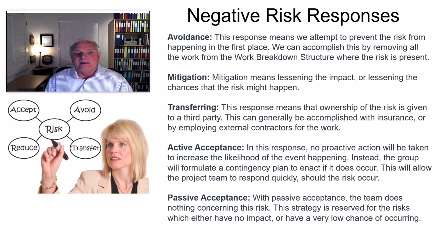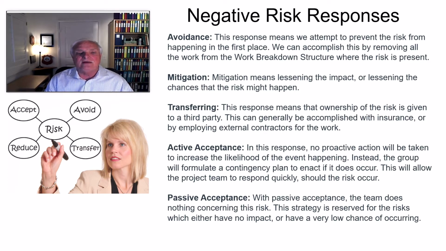Now, negative risk responses. Now, we've talked about positives. Let's talk about the negatives. You have avoidance. That means we find a way to avoid this risk. Mitigation means we create something or a plan that if it does happen, it lessens the impact. Transferring it. Many times I can take a risk and I can transfer it to a third party. I can say that I've got a subcontractor, it's their issue, they must deal with it, I don't have to deal with it. Transferring it to another group, another person that owns it, is another way to basically handle that.